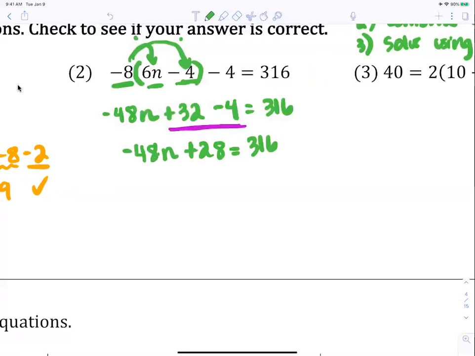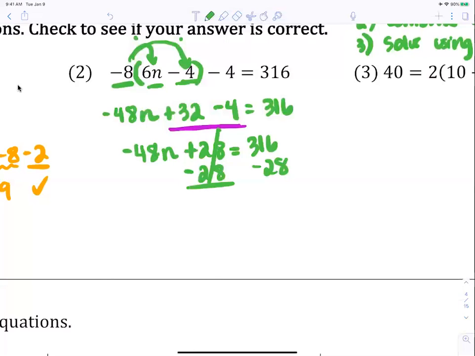addition or subtraction first. Basically, anything not with the variable is usually something we're going to tackle getting rid of first because it's easy. Like right now, if I'm adding 28 to all of this, I'm going to have to undo that by subtracting 28 to both sides. So on the left-hand side, positive 28 minus 28 cancels out, which is what I'm looking for. I'm looking for that to go away.